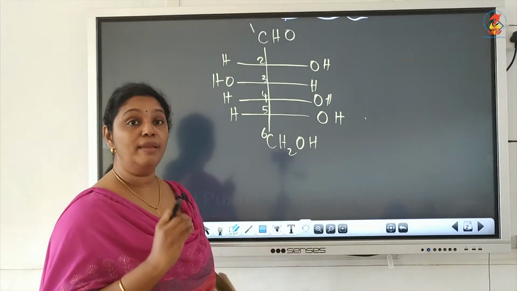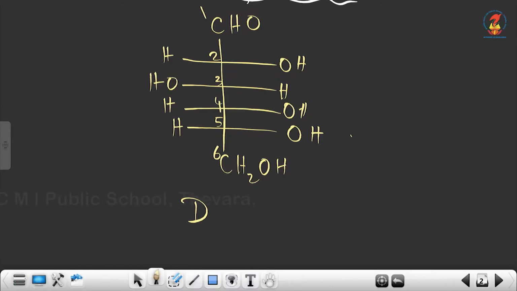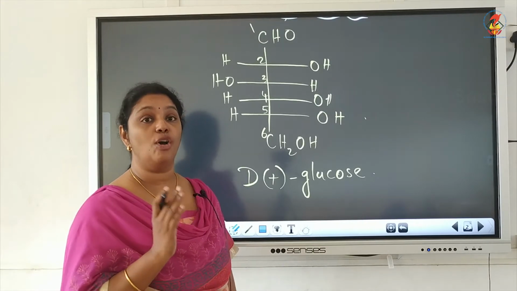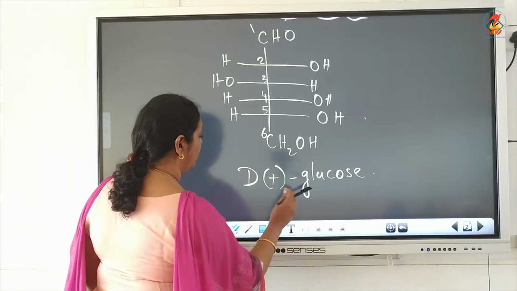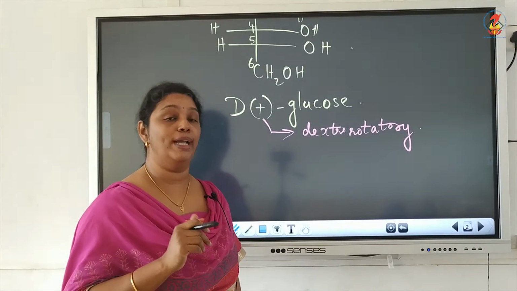Now, the name given to glucose is D plus glucose. Now, what is this capital D and what is this plus? We know that the plus sign indicates its optical activity. That is, plus shows that glucose is dextrorotatory in nature. That means it rotates the plane polarized light to the right, or in a clockwise direction.